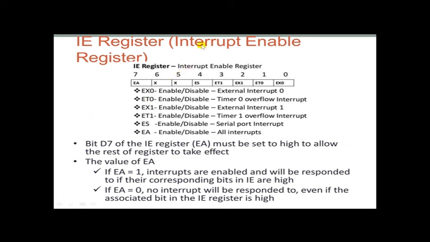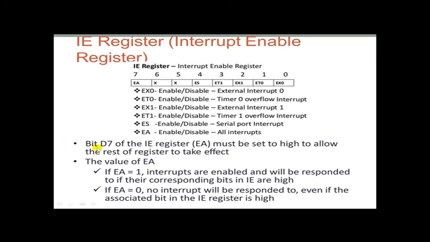So, the IE register, the interrupt enable register. It has 8 bits: EA, X, X, ES, ET1, EX1, ET0, EX0. The 2 unused bits we are not going to use. EX0 enables or disables external interrupt 0. ET0 enables or disables the timer 0 overflow interrupt. EX1 enables or disables external interrupt 1. ET1 enables or disables the timer 1 overflow interrupt. ES enables or disables the serial port interrupt. EA enables or disables all the interrupts.